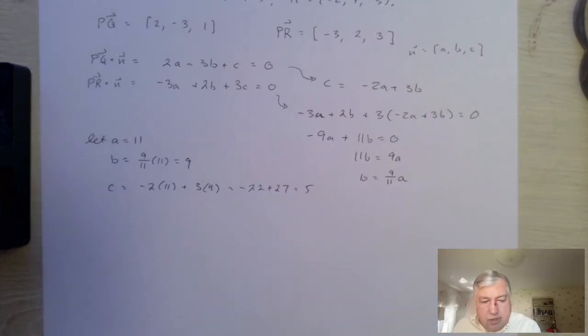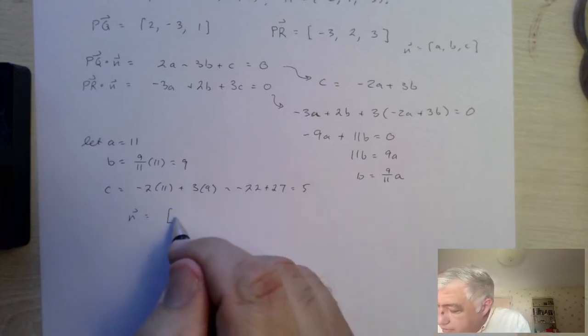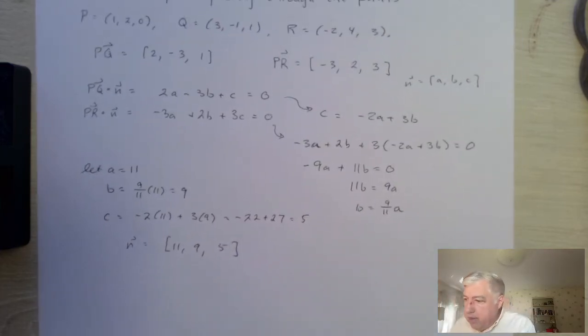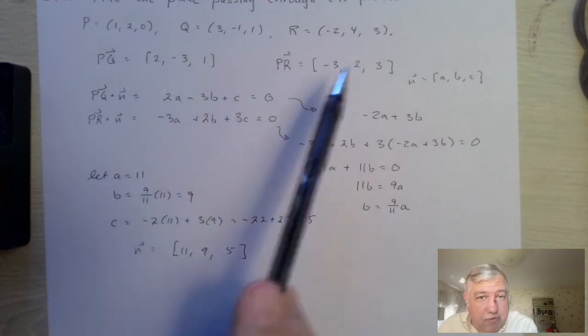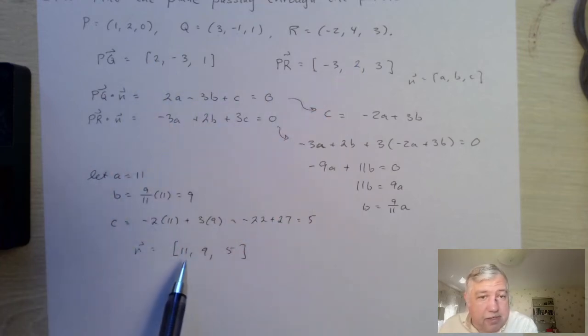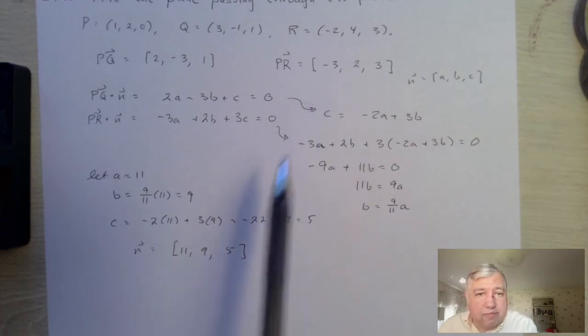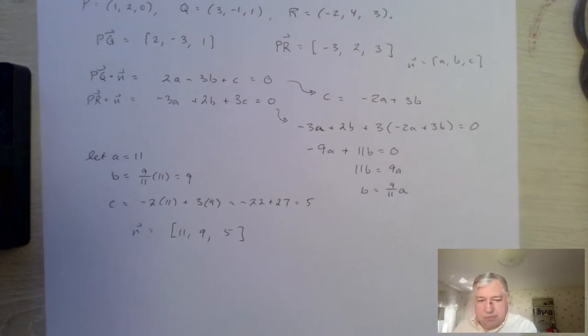So we can let n be the vector 11, 9, 5. Now we can check that this is orthogonal to both of these vectors, because the dot product will be 22 minus 27 plus 5, that's 0. And if we take the dot product with the other vector, we'll have negative 33 plus 18 plus 15, and that should be 0 as well.